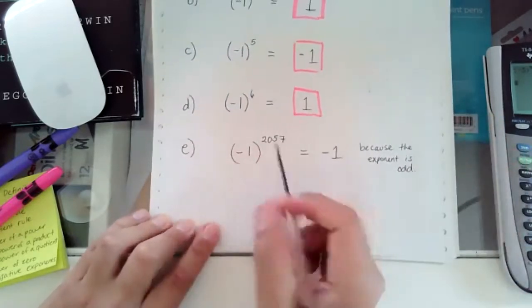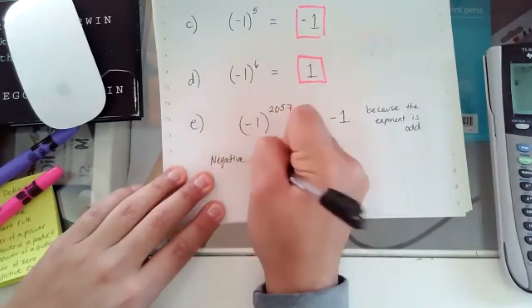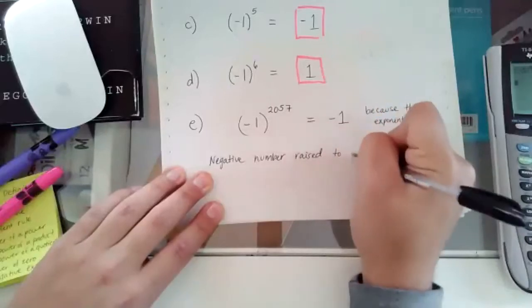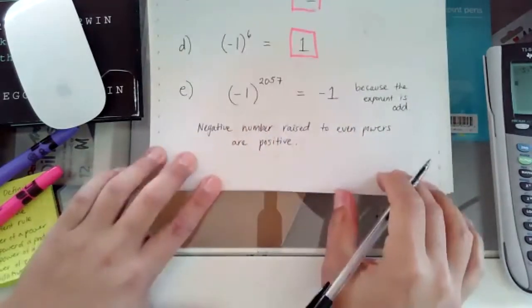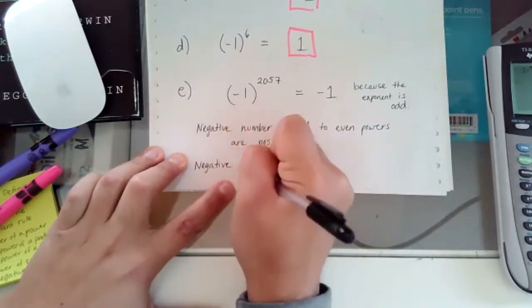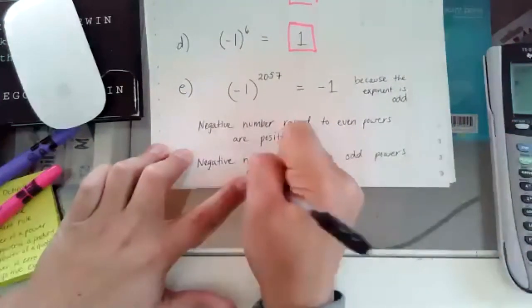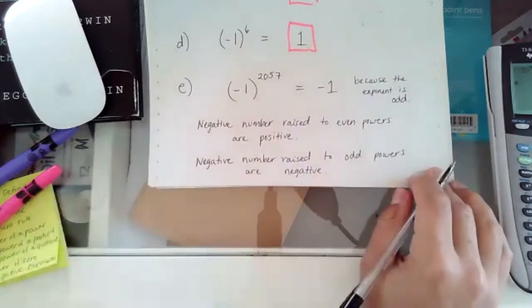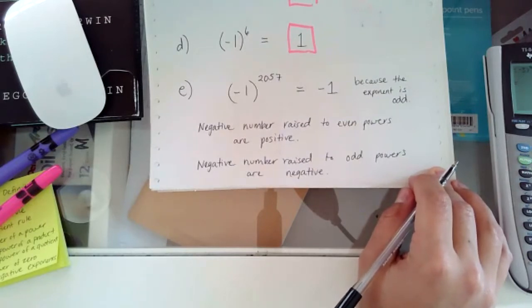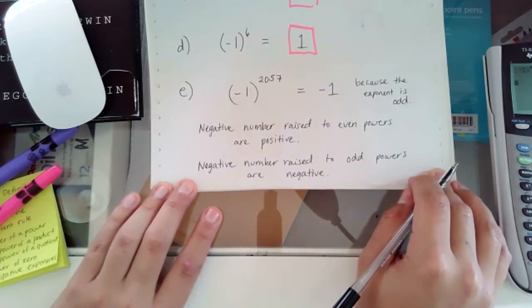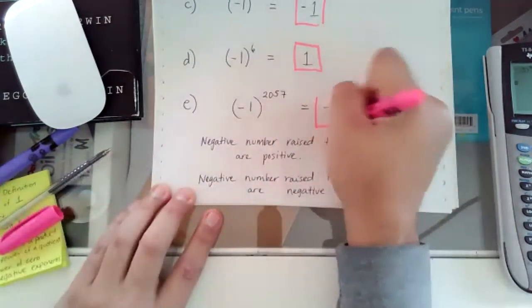But it should be noted that when you have a negative number raised to a power, the negative number raised to even powers are positive, but a negative number raised to odd powers are negative. So that's the thing that you should note.